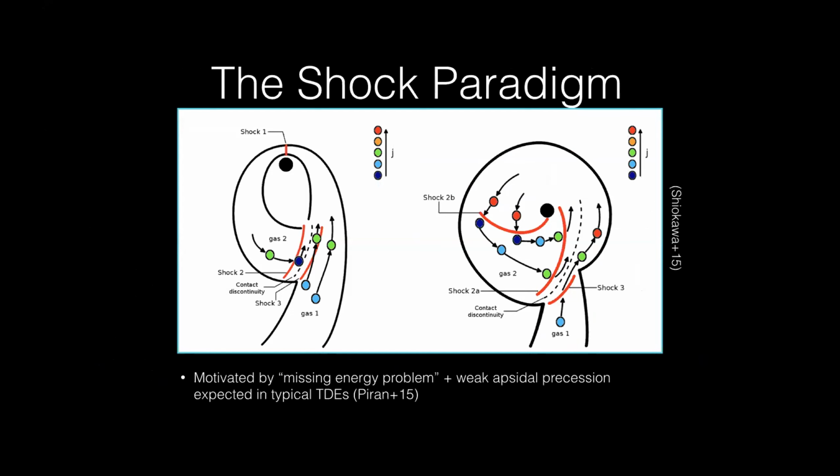As streams pass around pericenter, they come back to their apocenter and shock heat against each other, thermalizing their kinetic energy, which can then be radiated from large radii. Right now, we don't know which of these pictures is right. In my opinion, probably one is correct in parts of parameter space and the other is correct in other parts.